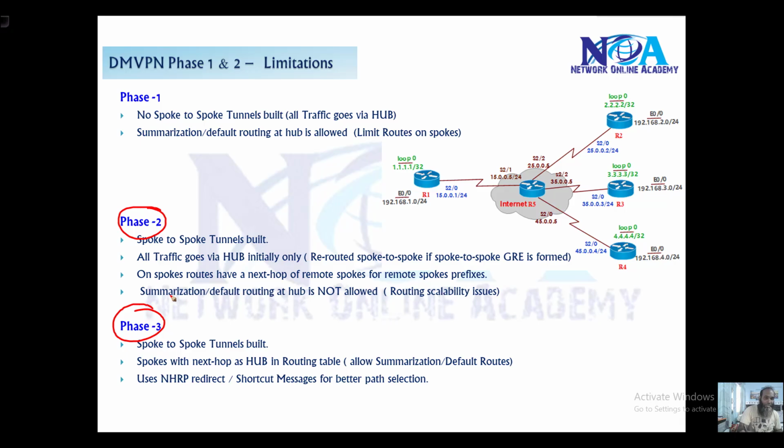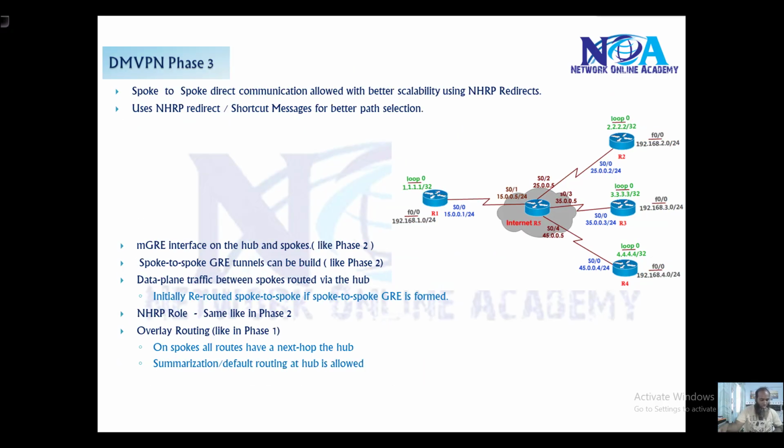So if you are using phase 2 or phase 3, the only difference is in phase 3 we'll be using some additional 1 or 2 commands, one command on the hub, one command on the spokes. We'll be adding something called NHRP redirect and NHRP shortcut commands. So if you're adding these configurations under the tunnel interface, that will generate some additional messages in the NHRP to tell the spokes there is a better path selection process.